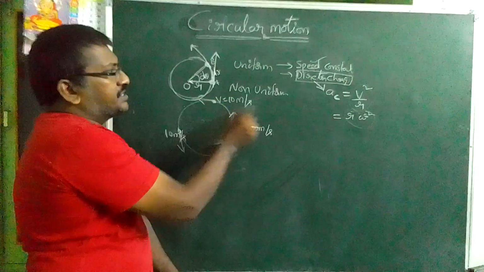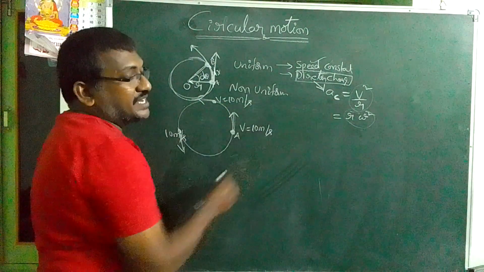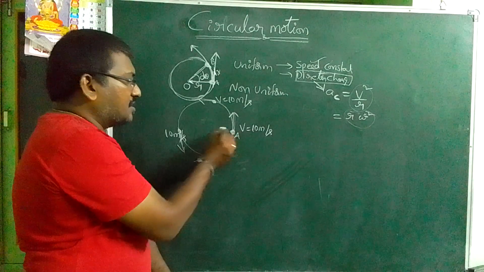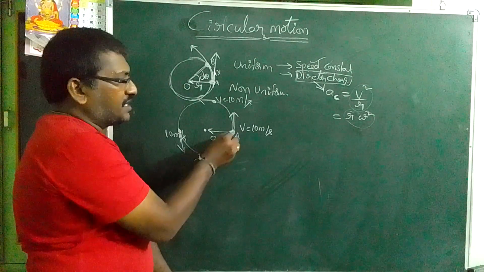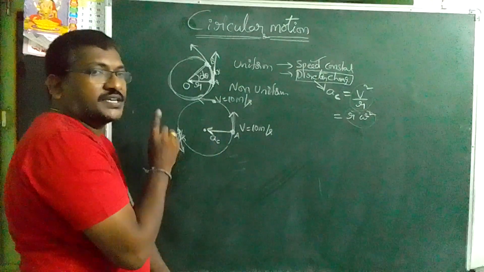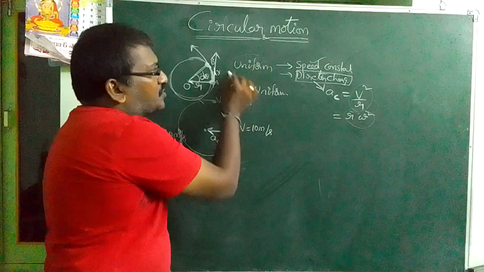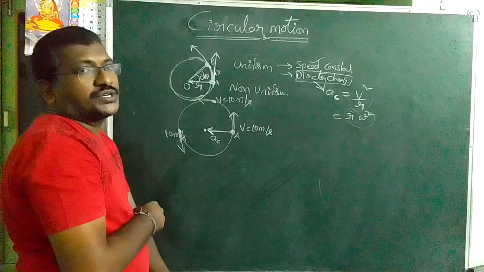Due to the change in direction, it gets some acceleration, that is centripetal acceleration. That is always acting toward the center. The centripetal acceleration acts towards the center. So this type of motion is called uniform circular motion.